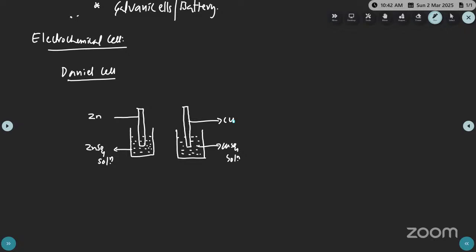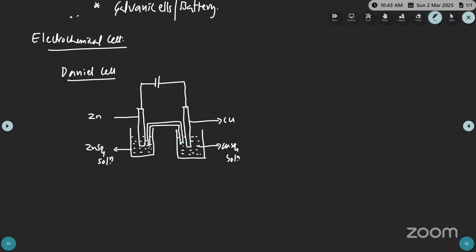Like that, these two metal rods are dipped in their solutions, and these two electrodes are externally connected by a battery like this, and internally they are connected by the salt bridge. So what is the use of the salt bridge?